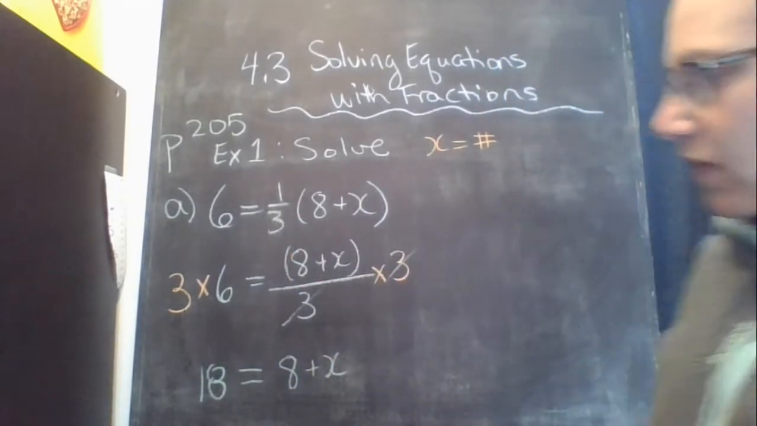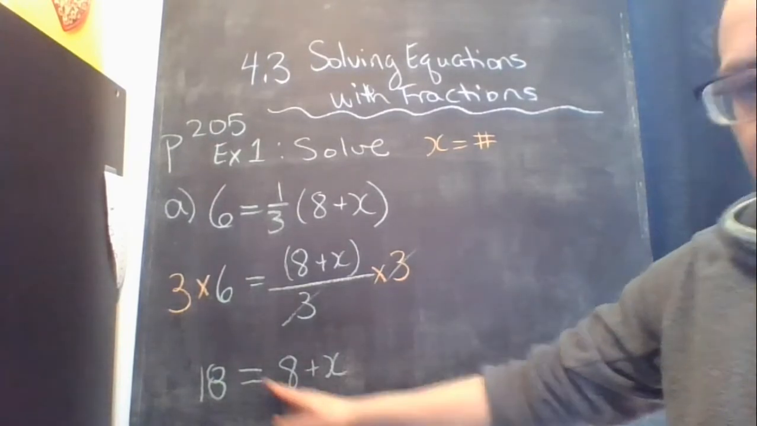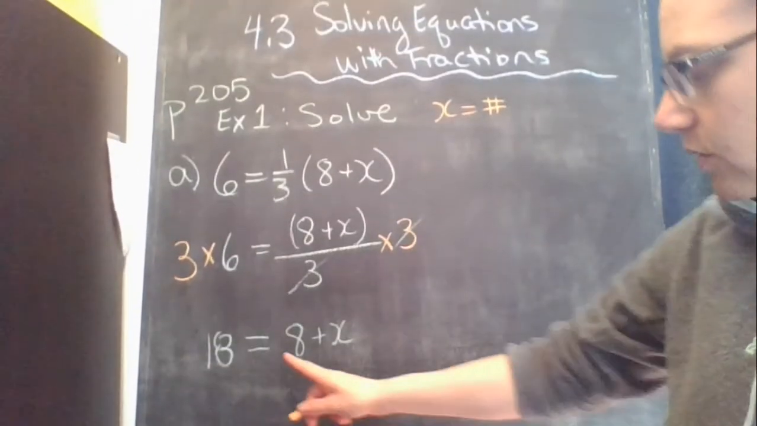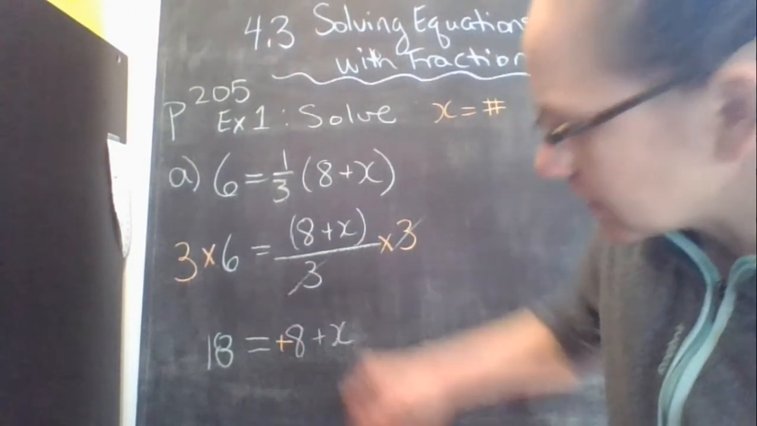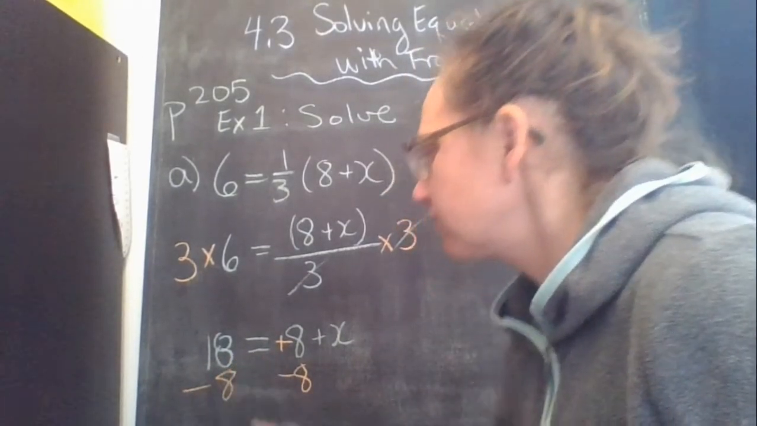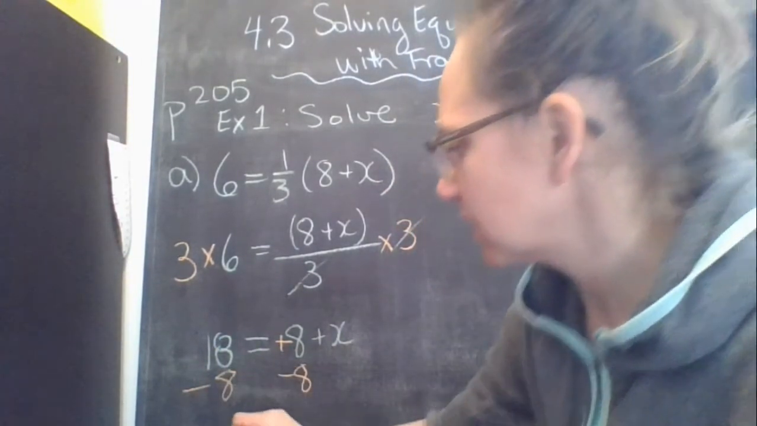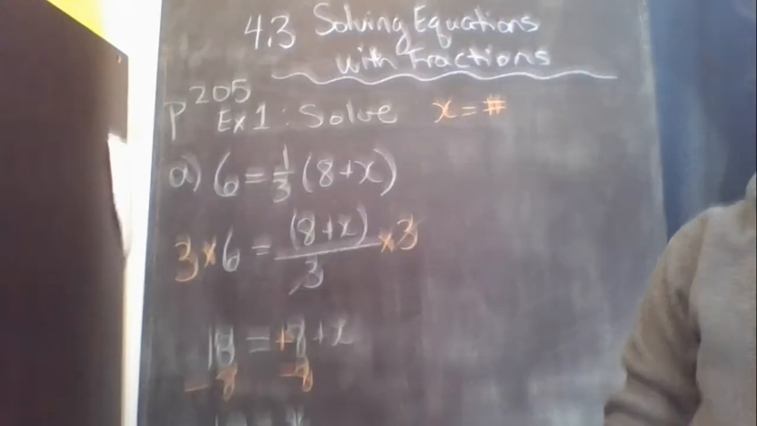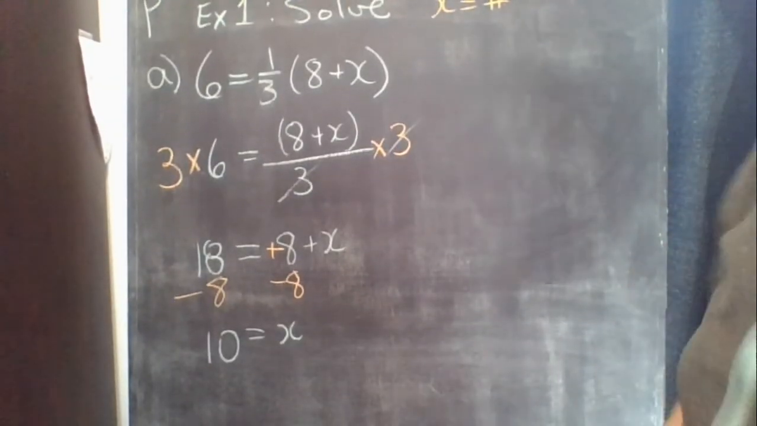That's all right. We can do that. Now I just have to move my 8 to the other side. Remember, when there's no symbol in front, it's a plus. Opposite of plus is minus. So it's minus 8 from both sides. 18 minus 8 gives me 10 equals x. Well done.